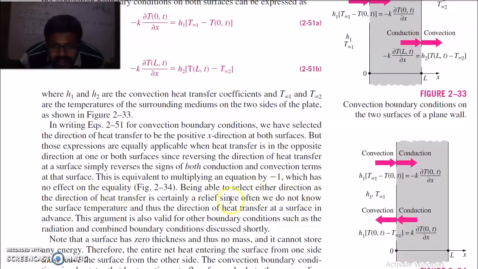Being able to select either direction as the direction of heat transfer is certainly a relief, since often we do not know the surface temperature and thus the direction of heat transfer at a surface in advance. Because we don't know which surface has higher temperature, and the higher temperature will decide the direction of flow of heat. This argument is also valid for other boundary conditions such as the radiation and combined boundary conditions discussed.